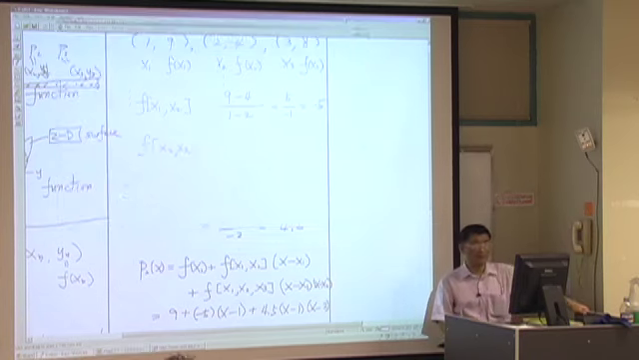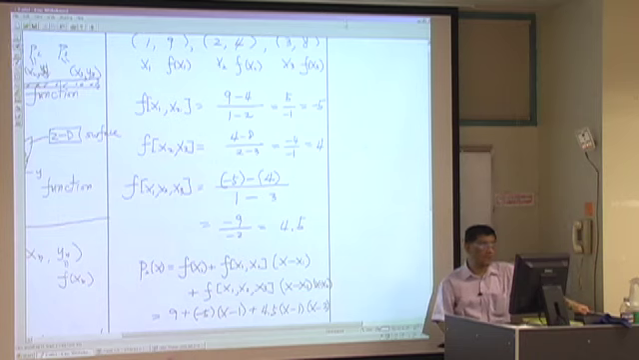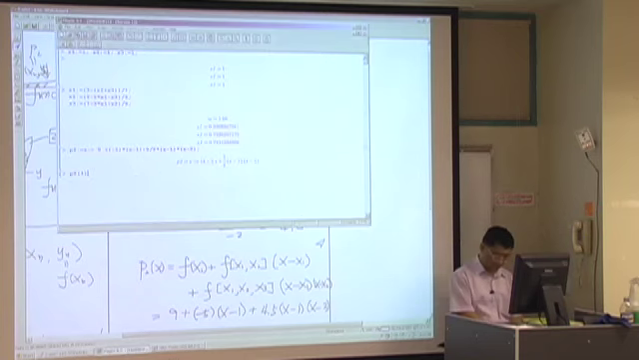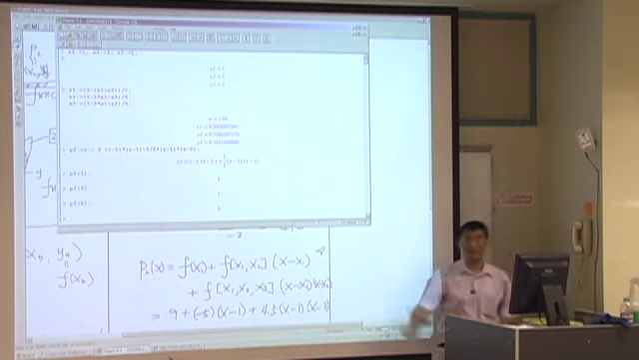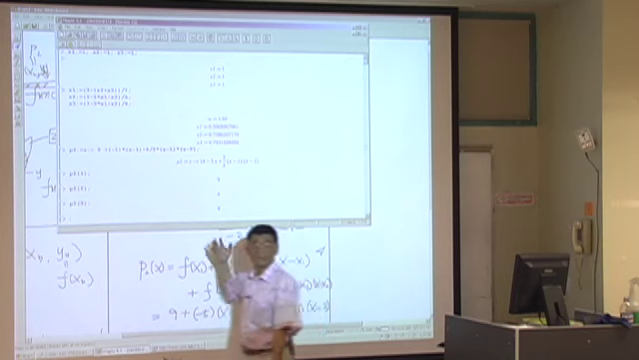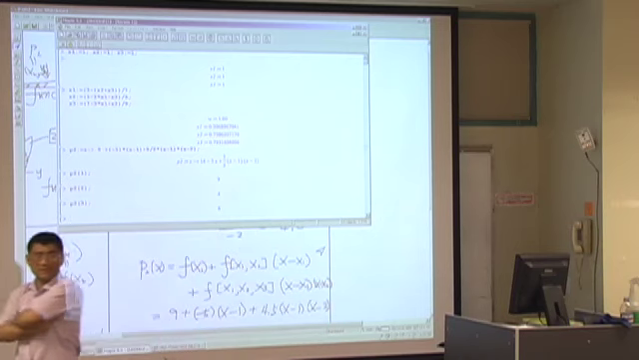By the theory, we are interpolating. P2 of 1 should be what? 9. P2 of 2 is what? 4. P2 of 3 is what? 8, right? Because we are interpolating. So I will check whether our function satisfies the condition or not. So what is this? Eight, right? So Newton's method interpolates the points.